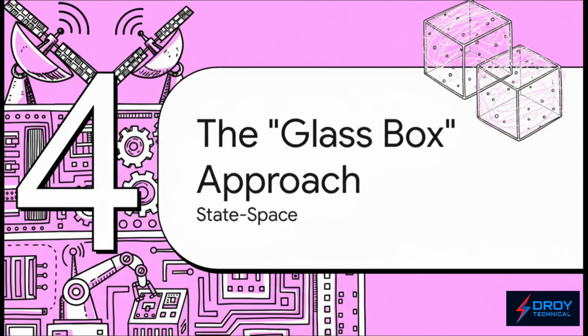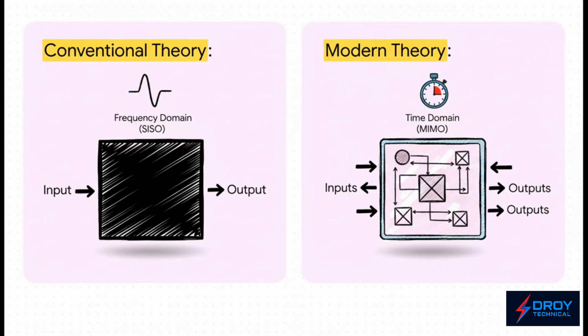Now, that black box way of thinking is awesome, but it has its limits. For the really complex stuff, think multiple inputs and outputs all working at once, we need to peek inside. And that brings us to the modern way of doing things, the glass box approach, also known as state space. You can think of it like this.